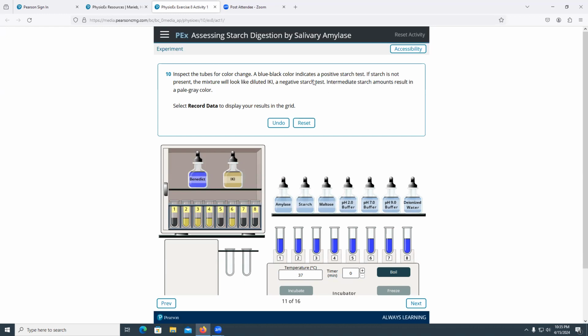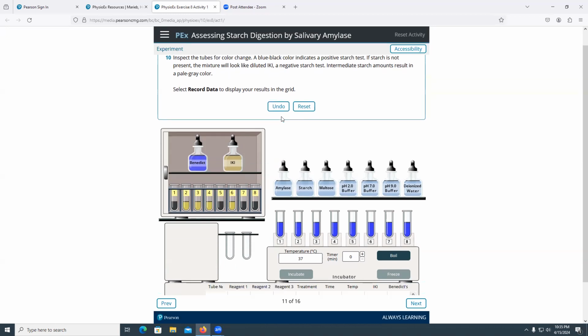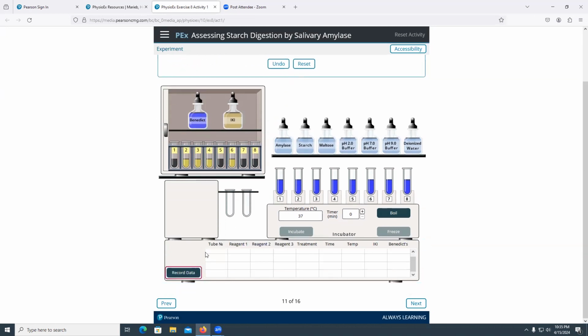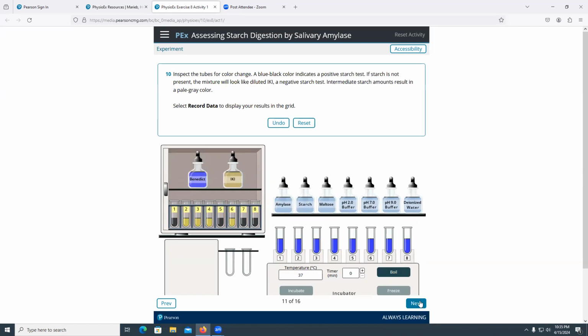Okay, inspect the tubes for color change. A blue-black color indicates a positive starch test. If starch is not present, the mixture will look like diluted IKI. We talked about that. Now let's record data. So now we have recorded all the data.